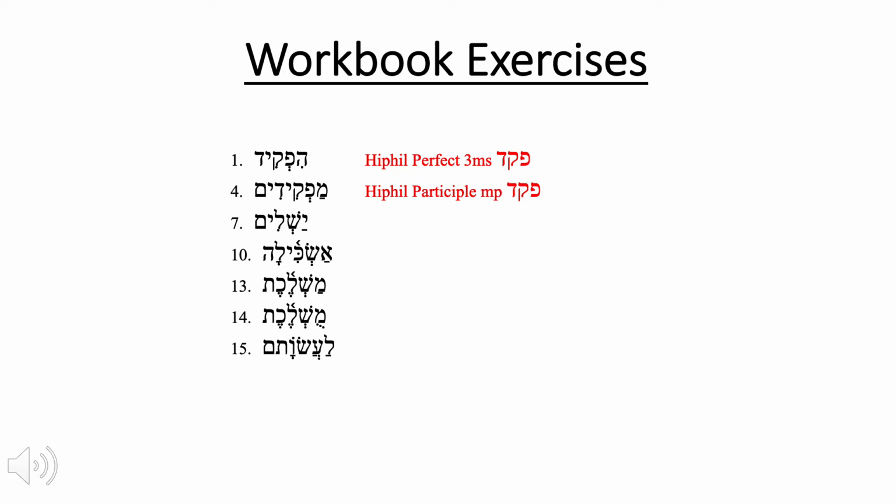Number 4 is also a hifil. You can see this by the mem, which is a participle marker. Underneath the mem, we see the patach, and we have a hirik yod after the kof. This tells us that this is a hifil. The hirik yod mem at the end tells us that it's masculine plural. What about number 7?